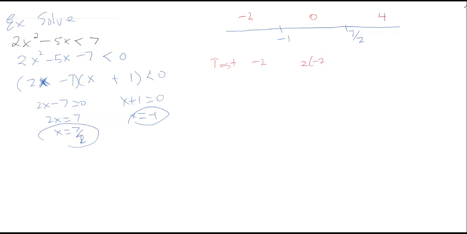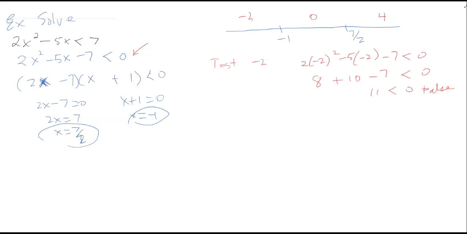Got 2 times negative 2 squared minus 5 times negative 2. We can work with this second one here if you prefer. In other words, we'll minus that 7 and just work with that. That's the same inequality. There's nothing wrong with that. So what do we have here? Let's see, 4, that's an 8 plus 10 minus 7. Is that less than 0? No. 18 minus 7 is 11. False. So it's not over here.